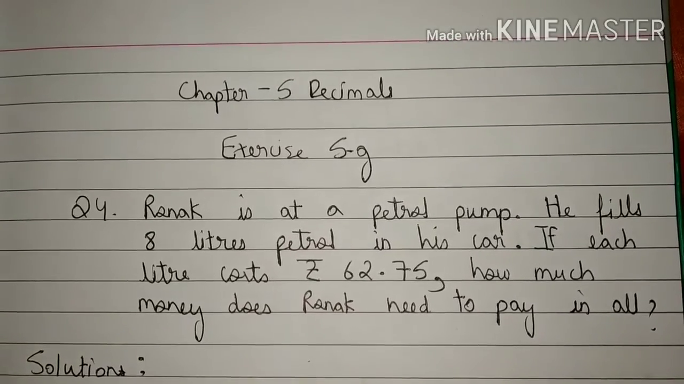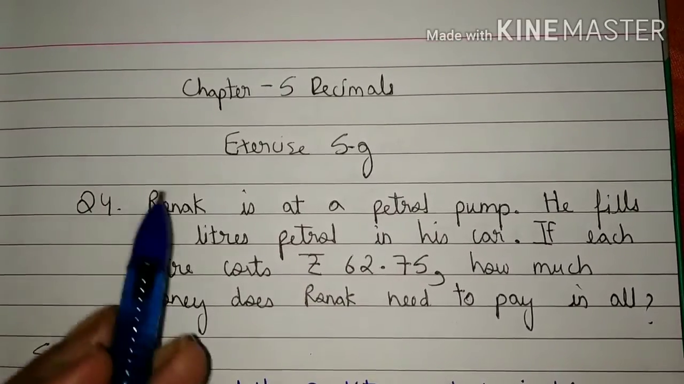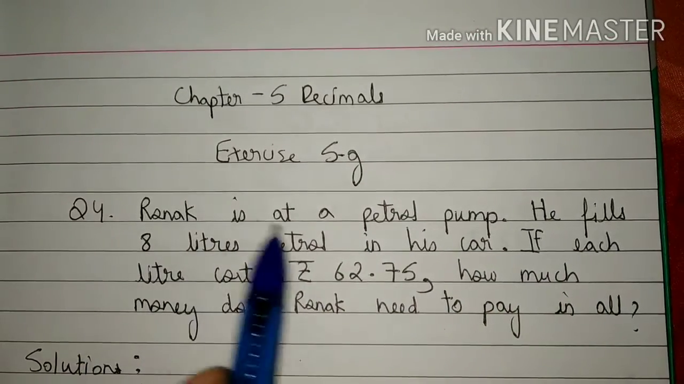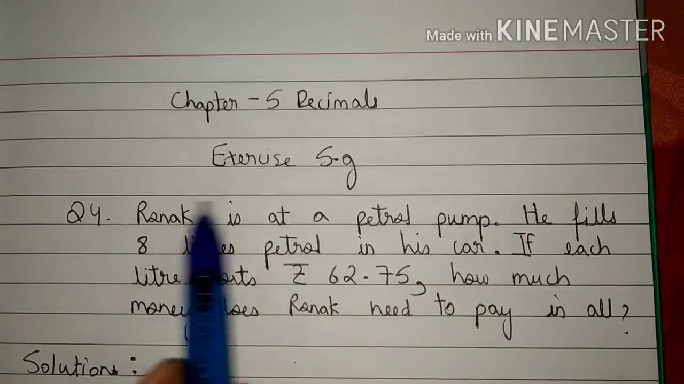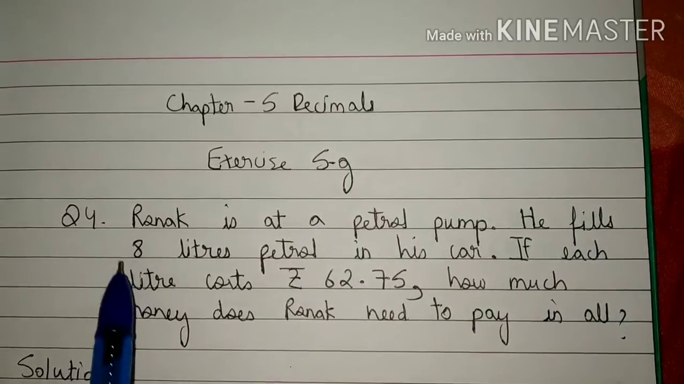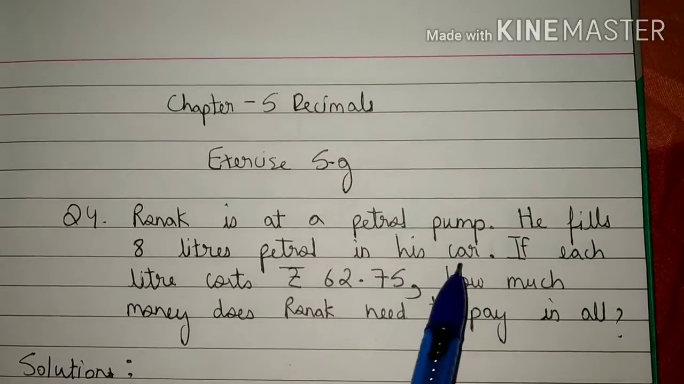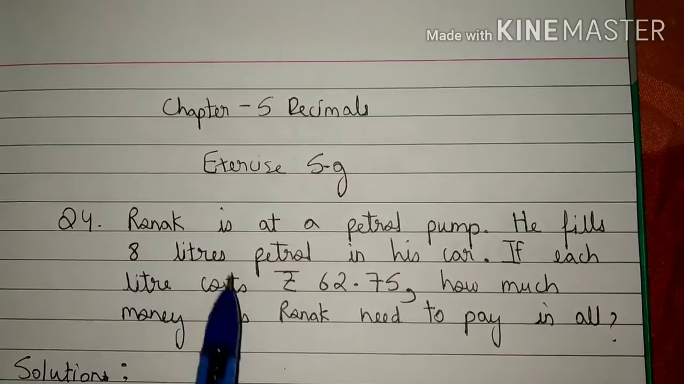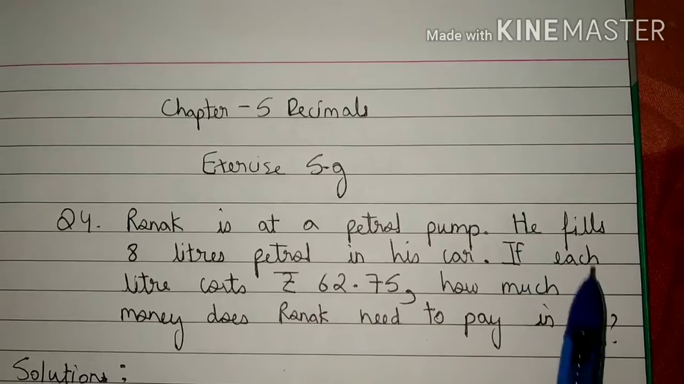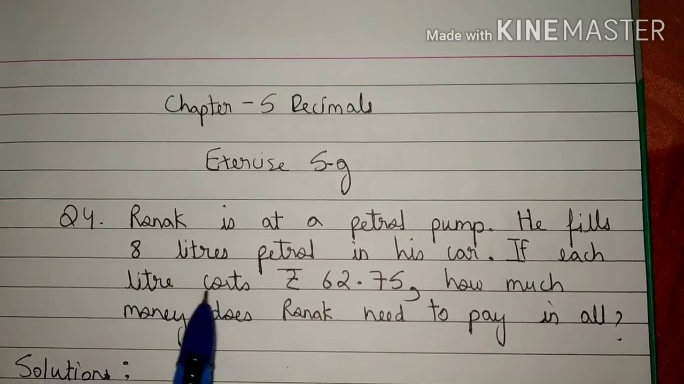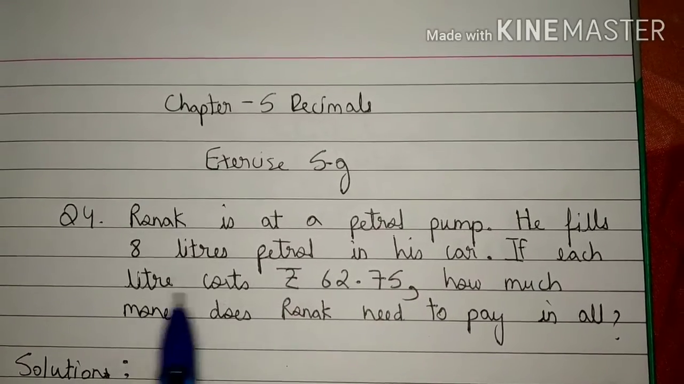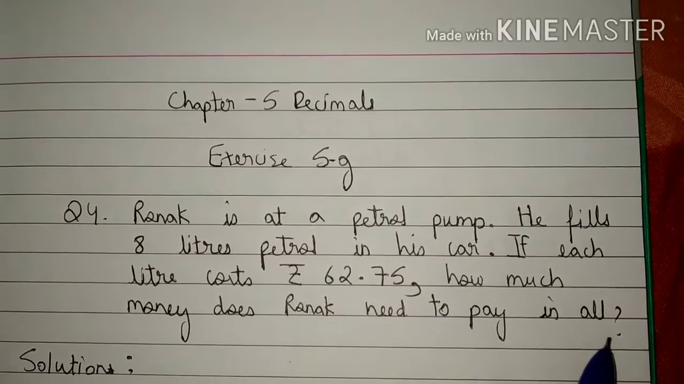Students, today we will study question number 4. Ronak is at a petrol pump. He fills 8 liters of petrol in his car. If each liter costs rupees 62.75, the cost of 1 liter of petrol is rupees 62.75. How much money does Ronak need to pay in all?